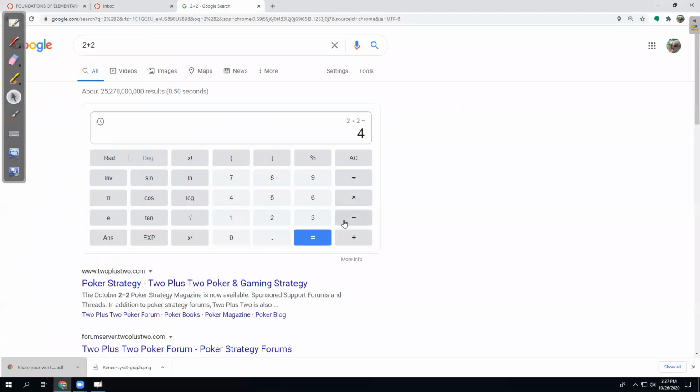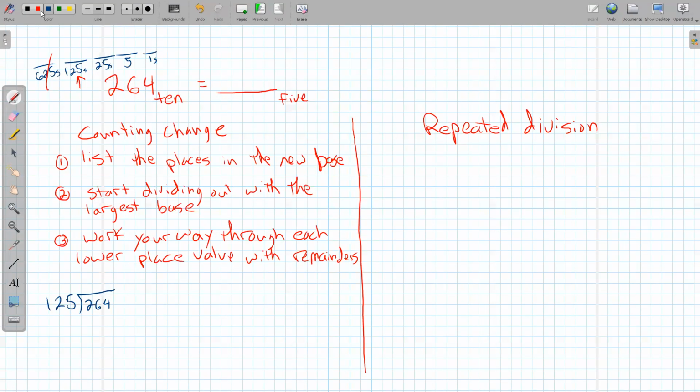I actually type it into my calculator. So I say, okay, what's 264 divided by 125? And it's gonna say, hey, it goes in two times, and then I get this crazy remainder there. So I can use my calculator to help continue this. So I know at this point now it goes in twice. I just need to know what the remainder is to continue.